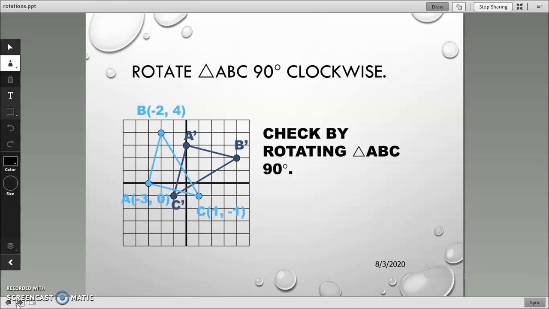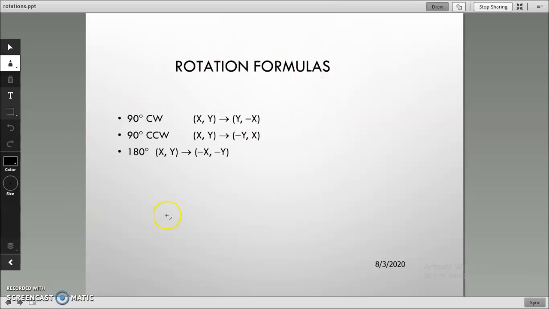Then we can check by rotating. Of course, this is not going to rotate correctly, but we know that if we rotate it 90 degrees, it should rotate directly onto the triangle that we just made. Okay, I don't know, so just pretend like it did it the correct way. All right, so again, here are the formulas. 90 degrees clockwise is (x, y) becomes (y, -x). 90 degrees counterclockwise, (x, y) becomes (-y, x), and 180 degrees becomes (-x, -y).